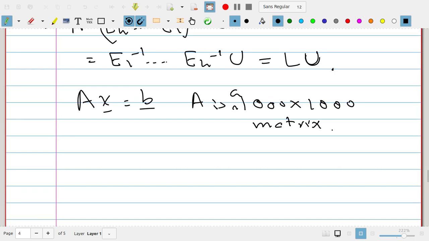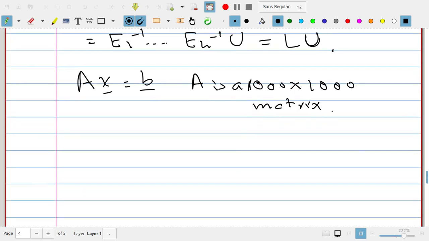Now, 1000 by 1000 matrices and 1000 variables are very common in applied linear algebra. So if you were to apply ordinary Gaussian elimination, how would you do it? How many operations would that take?